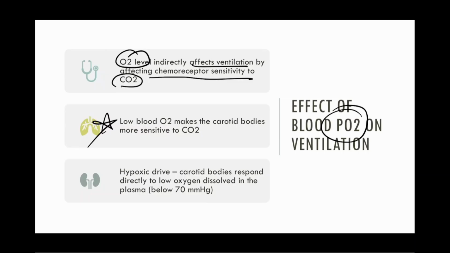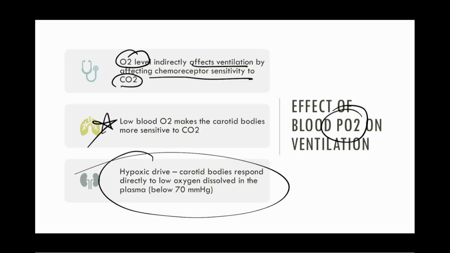So we have this thing called the hypoxic drive, where carotid bodies will respond directly to low oxygen dissolved in the plasma, below 70. What is a normal oxygen in the blood? Like 98, 100, around there. Drop down to 70, hypoxic. That's going to kick in your drive to start breathing more by making the CO2 receptors more sensitive, and it picks up your breathing rate.